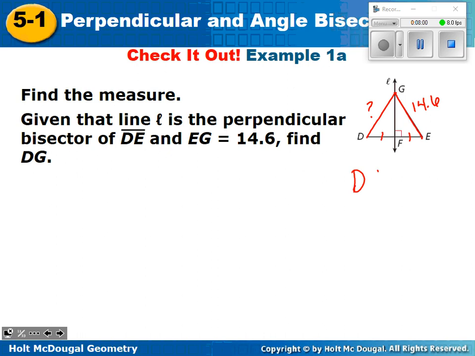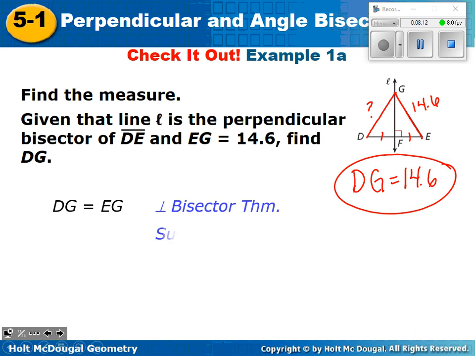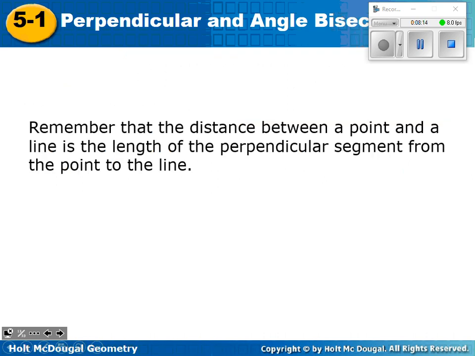So what is DG? 14.6. Don't put a line segment above it, and you should have easy answers there. Right? Are we good? Super simple? Okay. It's just got to stick for a couple weeks, though. All right. So moving on here.